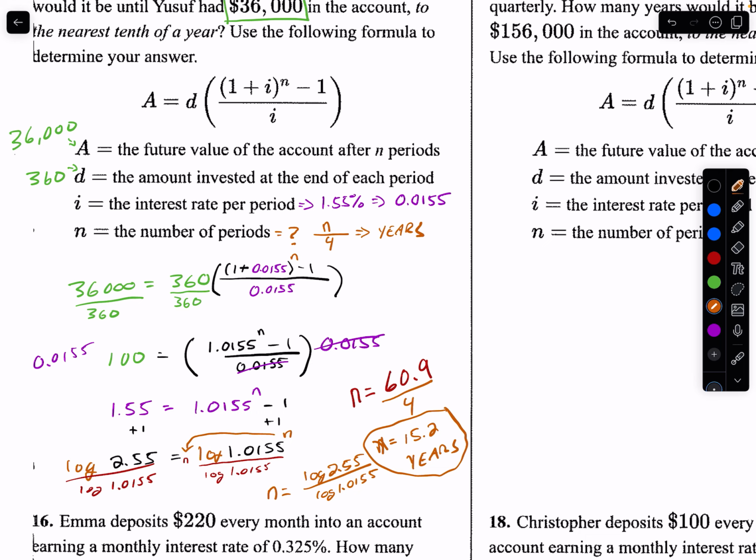So that's the last and final kind of tricky step. Notice that the number of periods is quarterly, so we need to divide by 4. Okay, hope this helps.